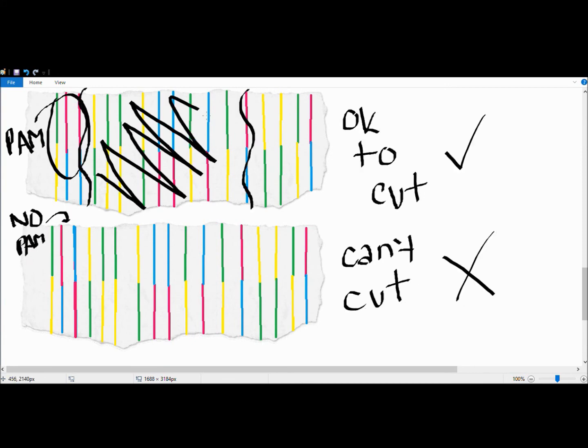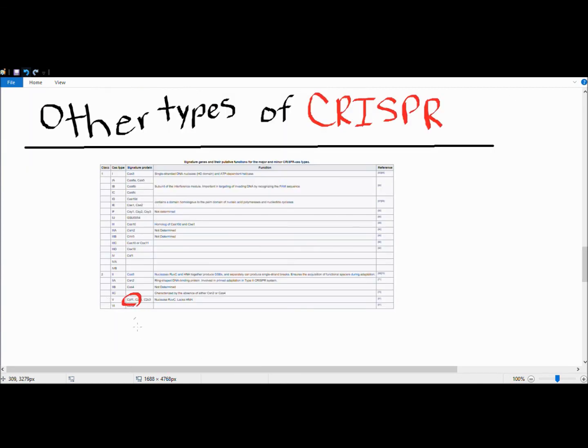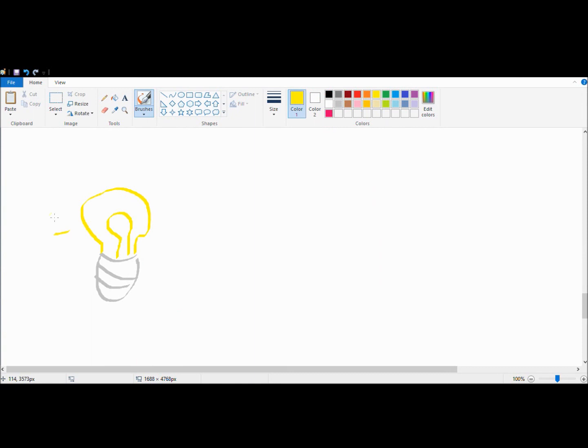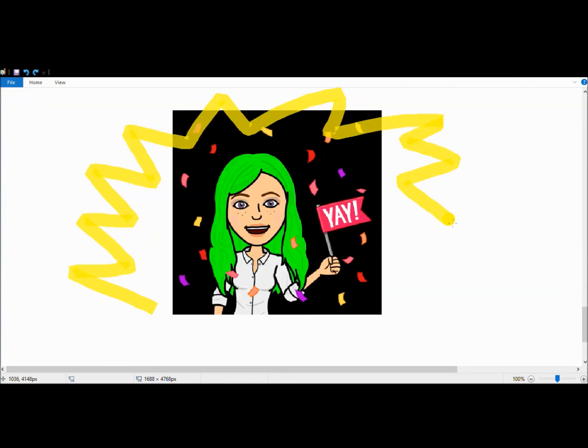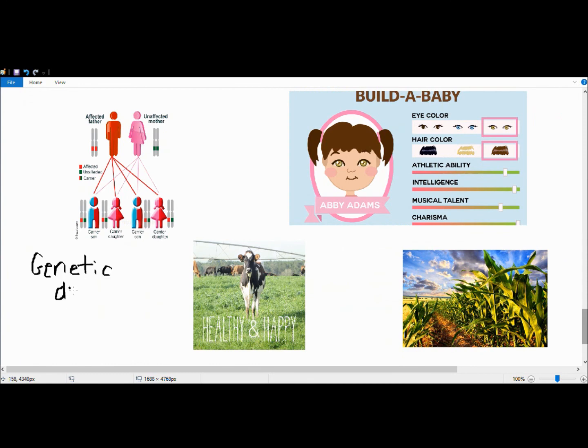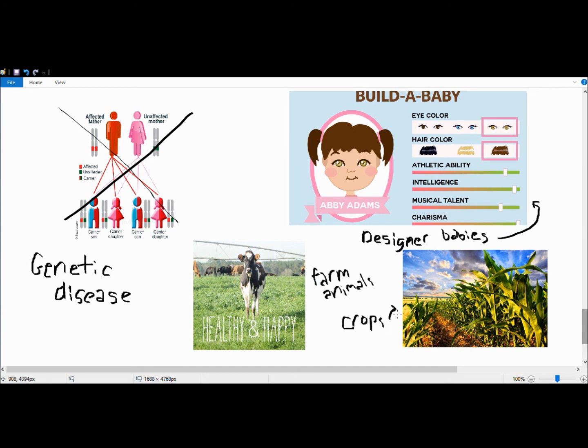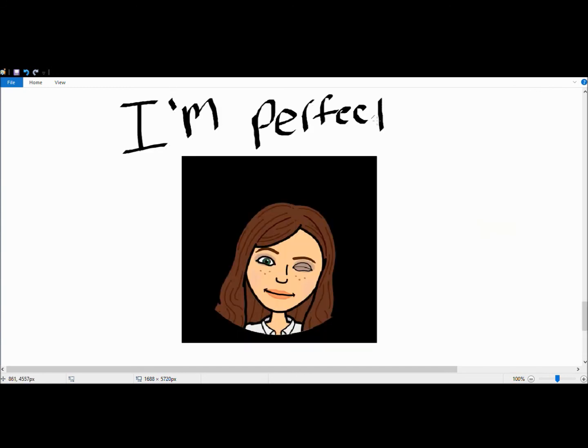However, there are other types of CRISPR being studied, one of the most promising being CPF1. And with CRISPR, the possibilities could be endless. Now, if I want green hair and purple eyes, I could have green hair and purple eyes. Other uses could be to cure genetic diseases, change physical features, make healthier farm animals, even drought-resistant crops. But for now, I think I'll stay just the way I am.